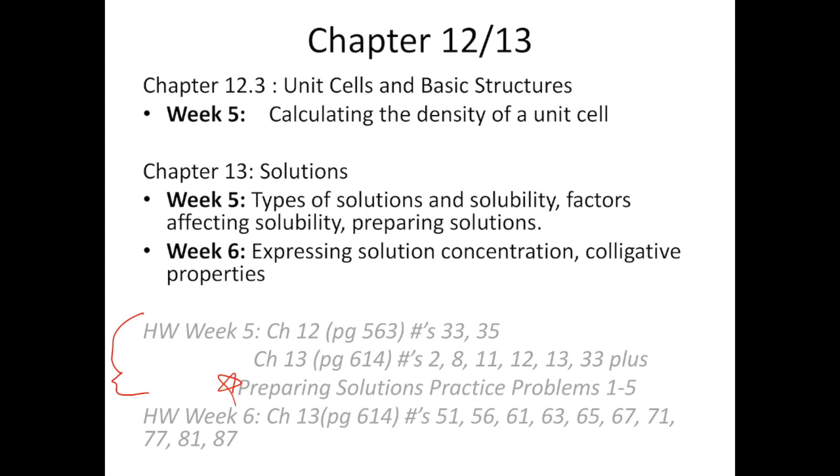Mastering Chem also has more examples of stuff from chapter 12 and from chapter 13. So make sure you check that out. And let's do this.